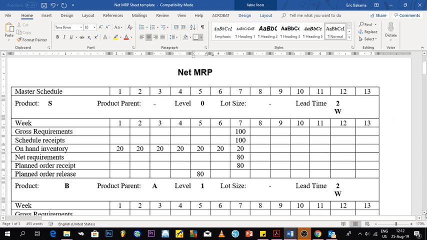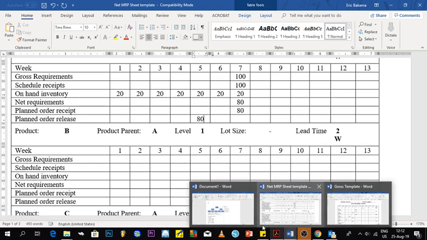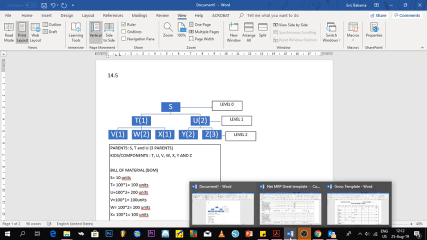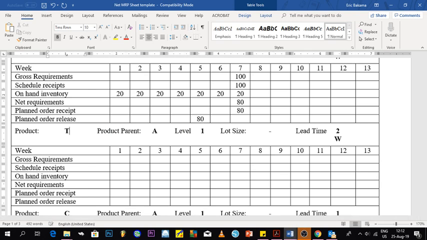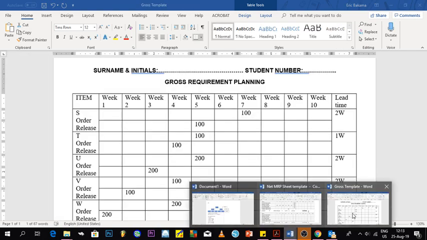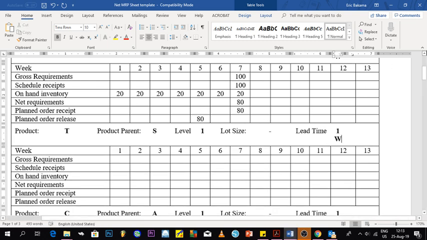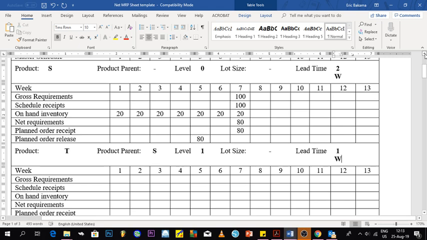Now we do the same thing for the coming items. The coming items are T and U. We'll start with T. T is saying that for us to get 1 S, we need 1 T. So we have a T here. The parent for T is S, which is on level 1. The lot size is empty. Then we look at the lead time. The lead time is 1 week here. Remember that for us to get 1 T, we need 1 S. We are on week 5. We look at week 5 here, and week 5 is telling us that we need to get 80 items. So we'll get 80.